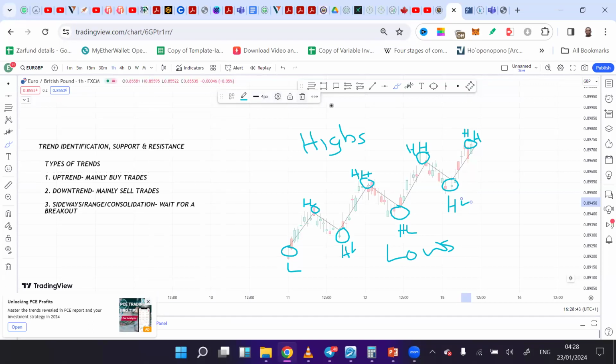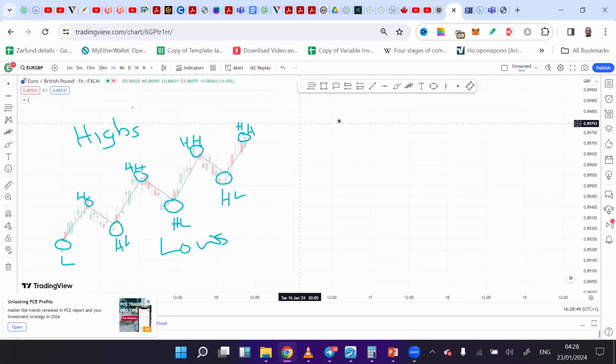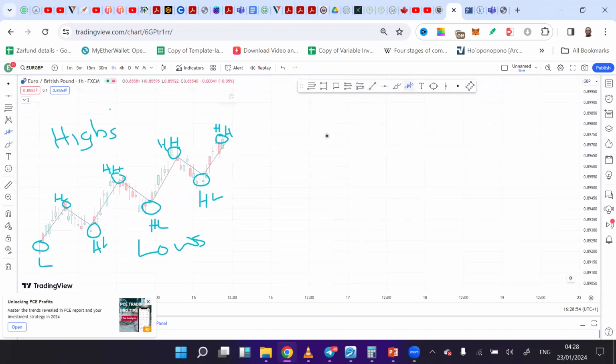That's an uptrend, right? Okay, so what is a downtrend? This is for uptrends. This is an uptrend. Then for a downtrend, let's look at this.